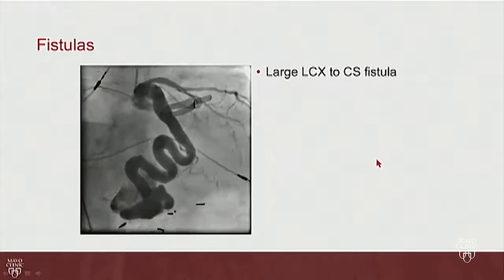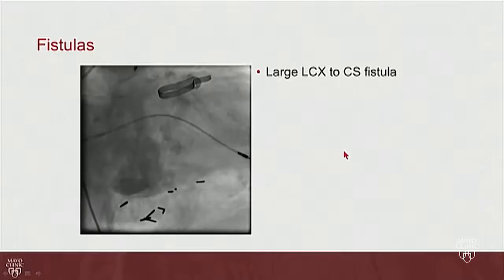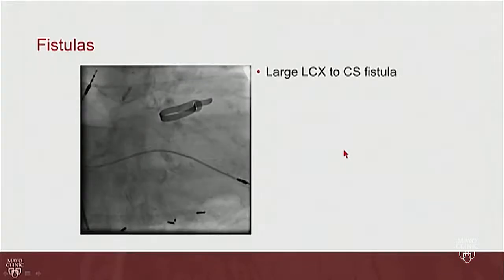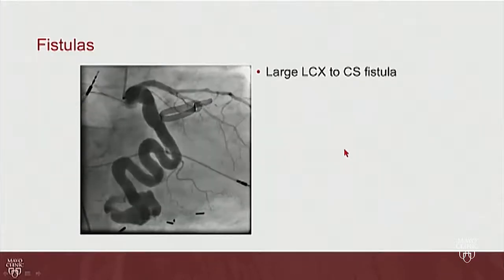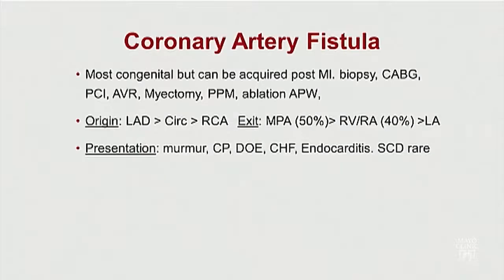So fistulas are the next topic of what can be a hemodynamically significant anomaly. This is a very large fistula of the left circumflex to coronary sinus. Most coronary artery fistulas are congenital, but they can be acquired post-myocardial infarction, post-biopsy, post-CABG, PCI, AVR, myectomy, permanent pacemaker, or ablation.